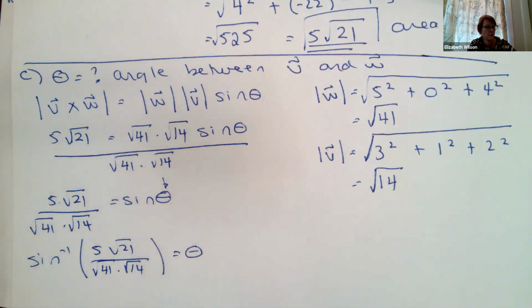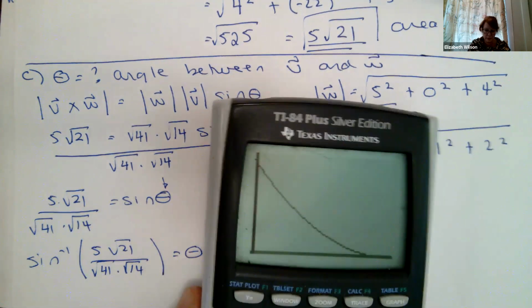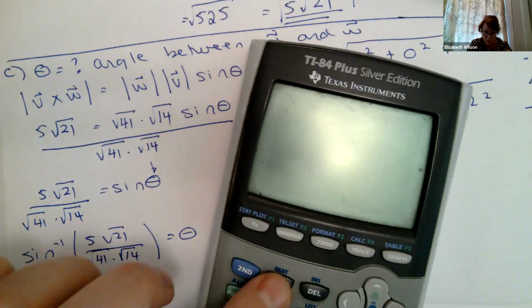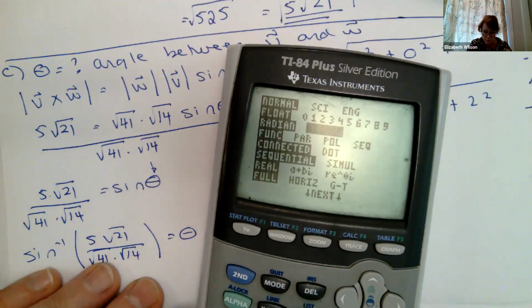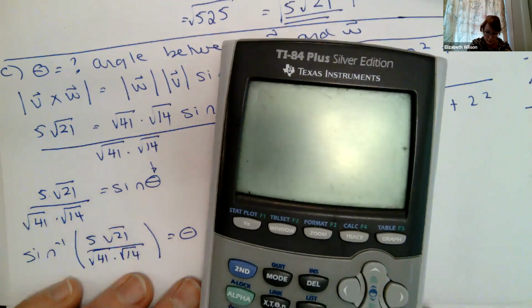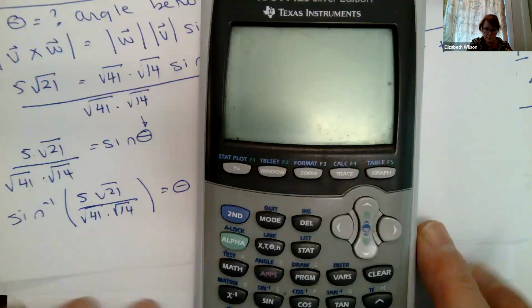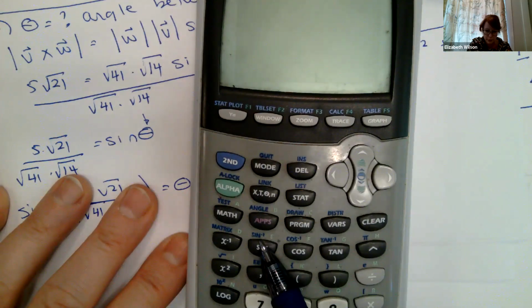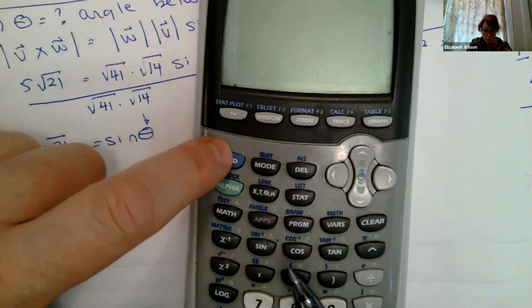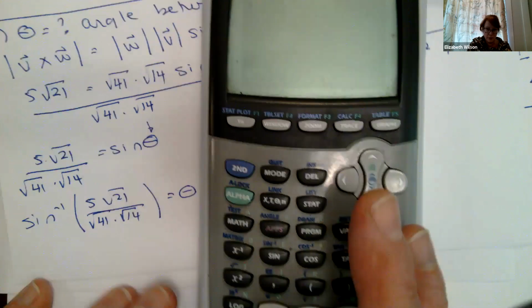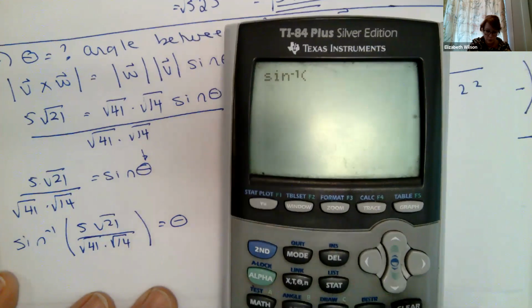Now be careful what you're doing, because I'm taking the inverse sine, not the sine. So when I go to do the inverse sine on the calculator, I say, what mode am I in? We'll do degrees so we can see. My inverse sine is this blue button here. I go second, blue, my inverse sine. Now I get it like this. I have to be very careful with my order of operations.